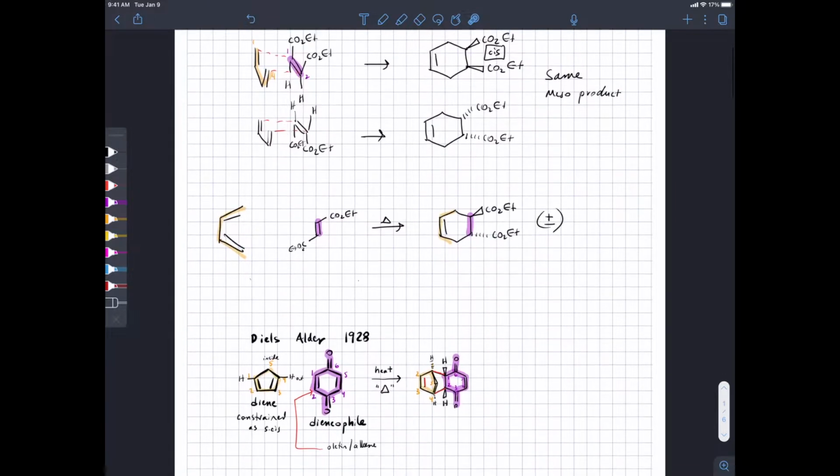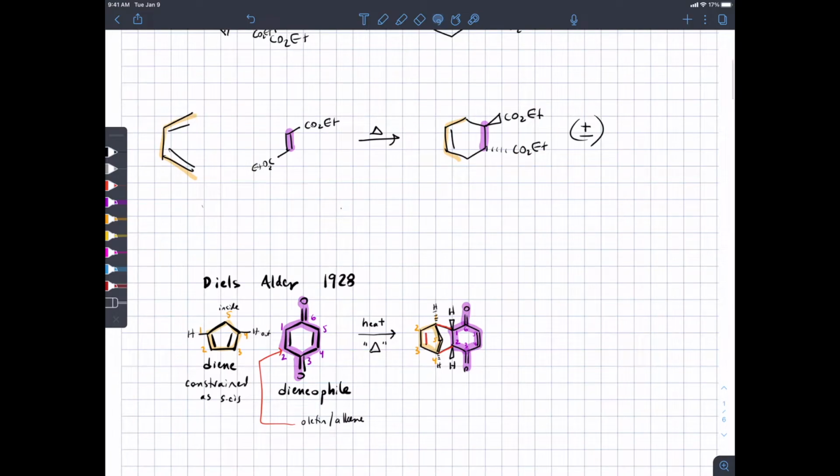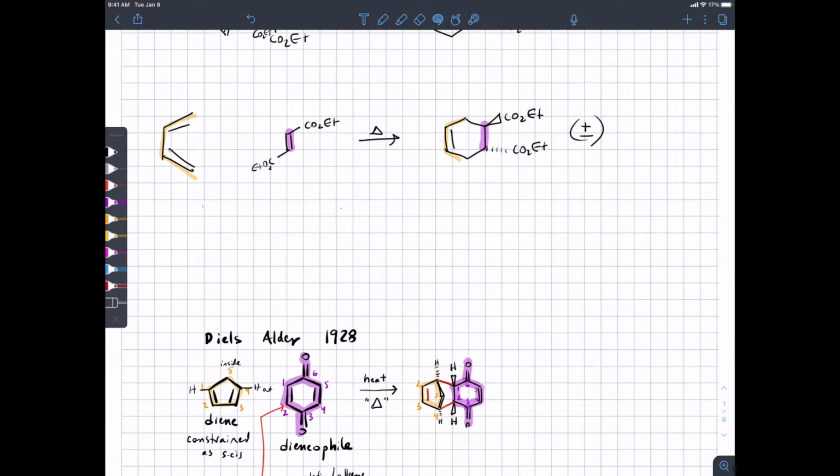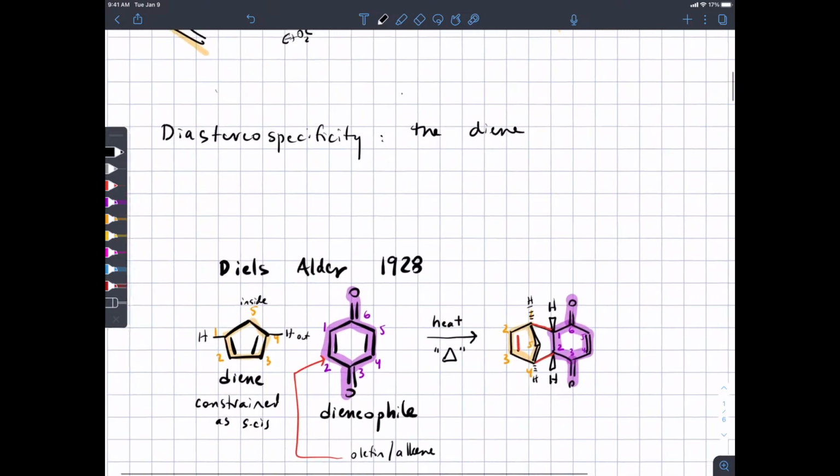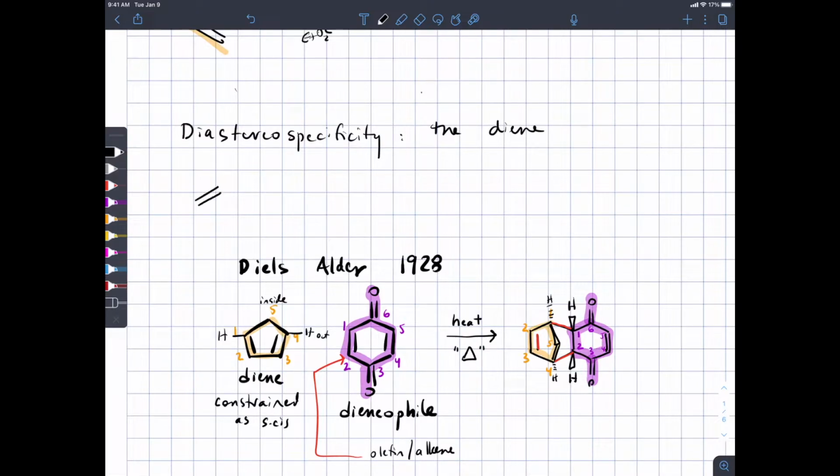Now let's consider diastereospecificity as related to the diene. But before we do this, we need to talk about something that I didn't tell you in our previous discussions of the Diels-Alder reaction. And that is that the 1,3-diene, as we've drawn it here, can exist in an equilibrium between these two conformations. This is the s-trans conformation. This is the s-cis conformation.